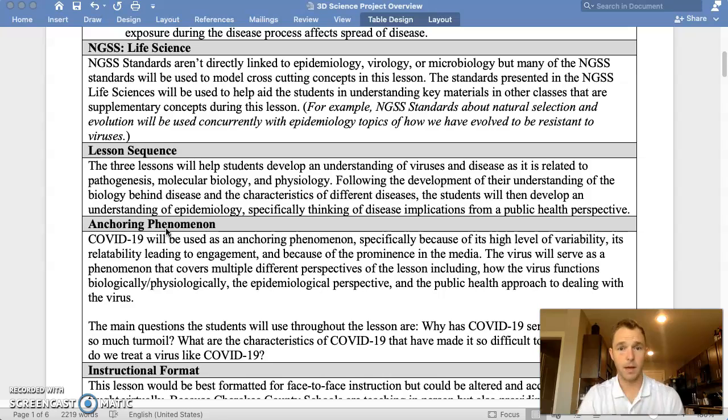The NGSS standards for life science, they aren't directly linked to epidemiology or microbiology, but a lot of them will help with the cross-cutting concepts. So I'll use the NGSS standards for life sciences to teach things concurrently with the epi topics that we're covering. So like natural selection and evolution and some of the biology topics of molecular and biological processes will be used for the life sciences of the NGSS.